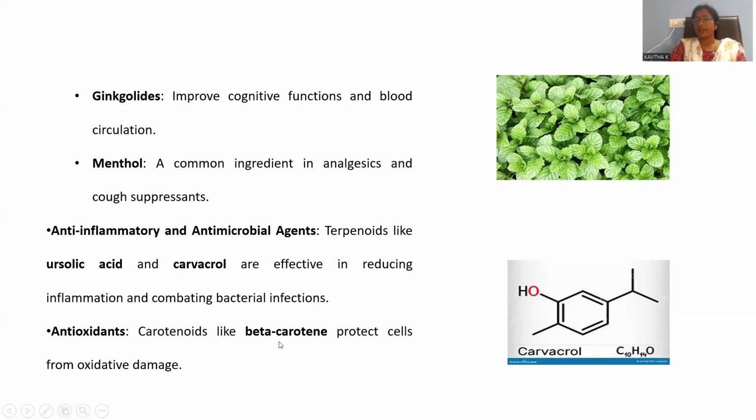Antioxidant. Carotenoids like beta carotene protect the cell from oxidative damage. Beta carotenes, everybody is aware, the long lengthy chain will be there. Here is the ring, here is the ring. Both are going to join in the 4-to-4 linkage. Just now we saw the tail to tail arrangement will be there. These beta carotenes are effective in combating oxidative damage in the cells.